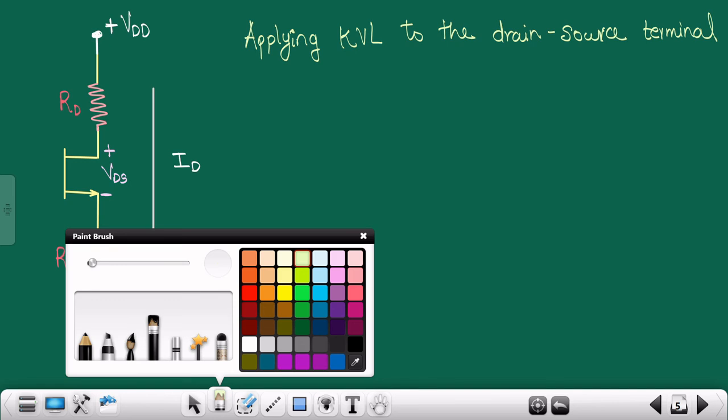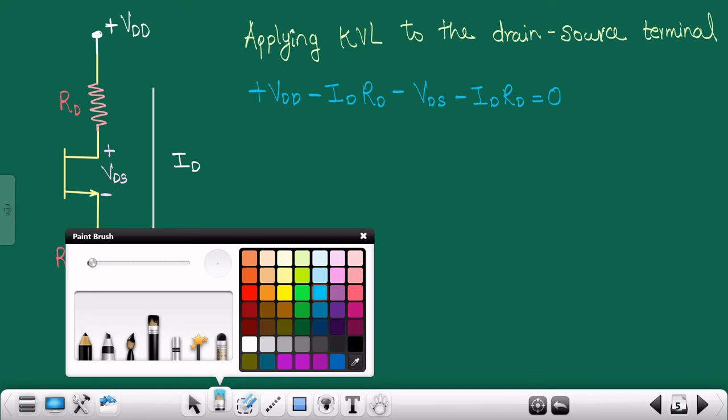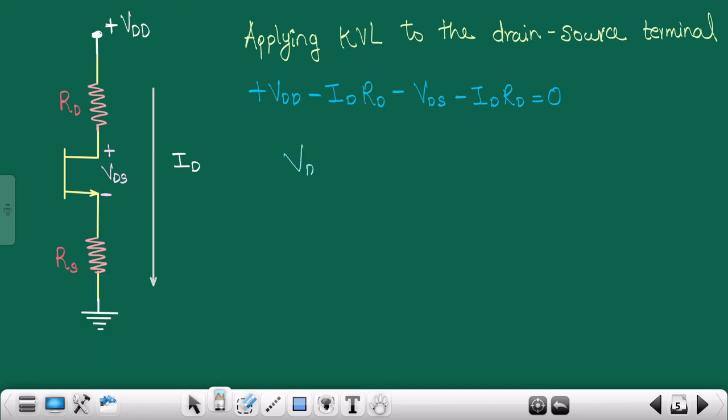So we will get the value as plus VDD minus ID into RD, minus VDS, and then minus ID into RS, which is equivalent to 0, and thus the value for VDS would be equivalent to VDD minus of ID into RD plus RS. So this is the correct value for VDS.